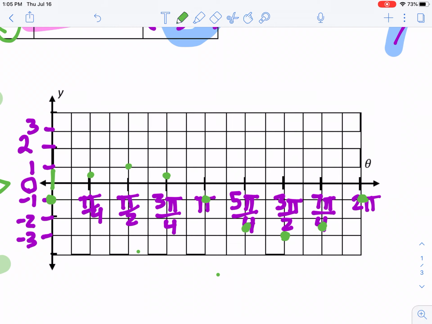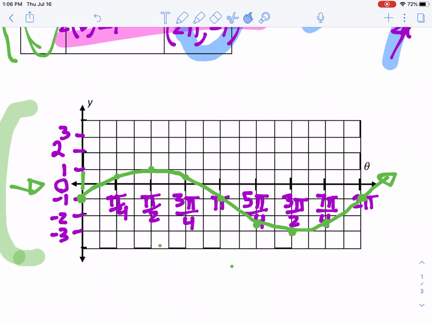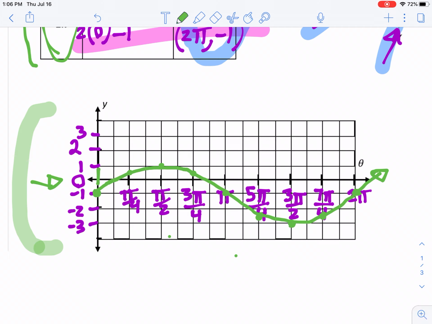Then we're going to connect those points, but remember this should be a nice wave-like graph. So we're going to connect these in a wave-like form and draw a little arrow to show it goes on forever. It would carry on in this pattern forever. So this right here is our beautiful graph, well, I guess it's somewhat beautiful, of our equation y equals 2 times sine of x minus 1.